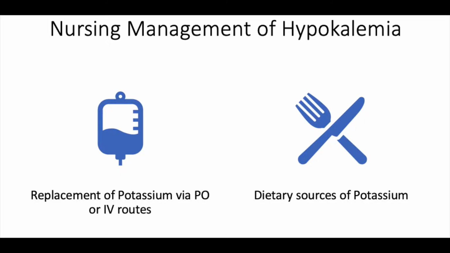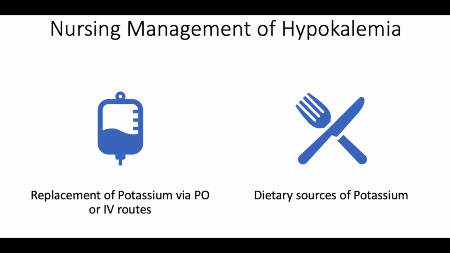If hypokalemia isn't able to be managed by increased intake of potassium within the diet or by oral potassium supplements, then it's treated cautiously with IV replacement. To correct severe hypokalemia through IV management, potassium chloride, potassium acetate, or potassium phosphate may be prescribed. Potassium should only be given via the IV route after adequate urine output has been established.